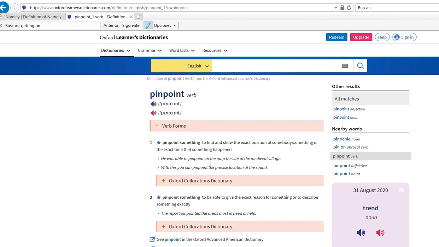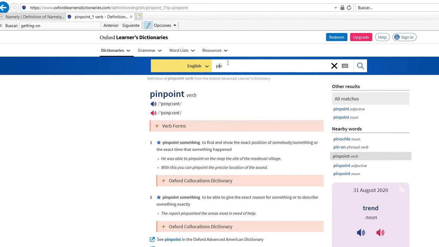Pinpoint on the map, so to find and show precisely where something is, to pinpoint the precise location, so to point something exactly, precisely, right? And you also pinpoint the areas in need of help, right?